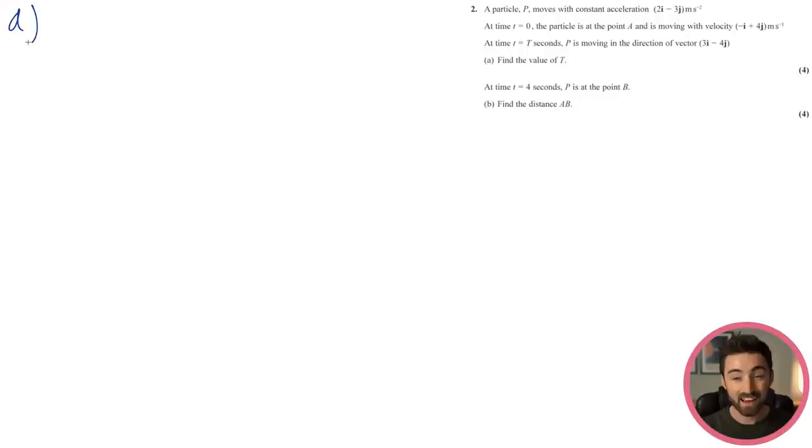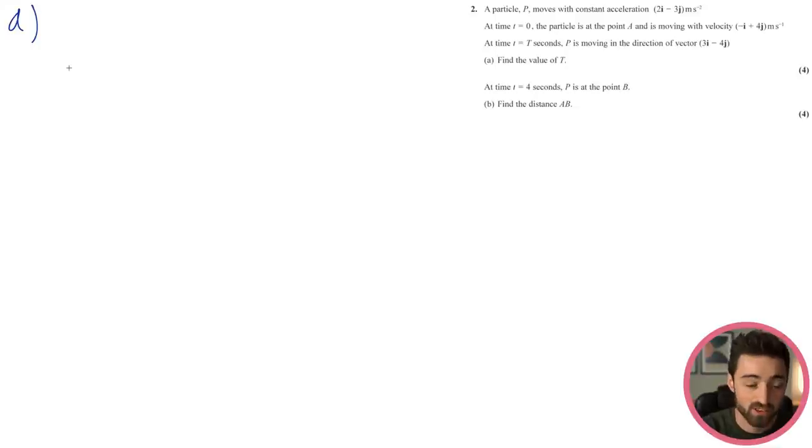But for part A, I want you to be really careful. At time t equals T, the velocity of P isn't 3i minus 4j. It's moving in the direction of 3i minus 4j. Now, I can see a lot of students just thinking that v is equal to 3i minus 4j. They're setting up an equation and getting a wrong answer. But that direction thing is super important. What does that actually mean?